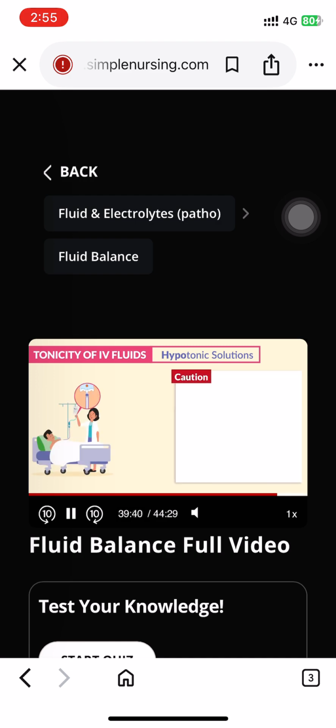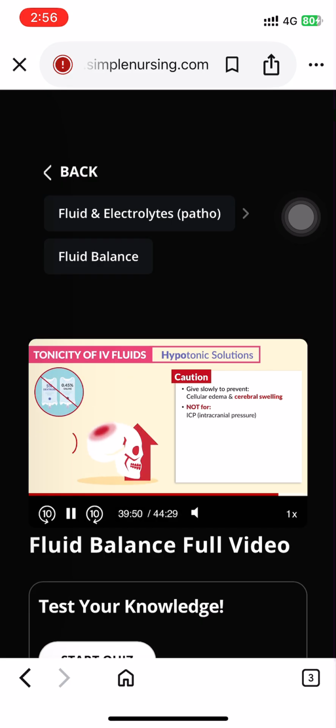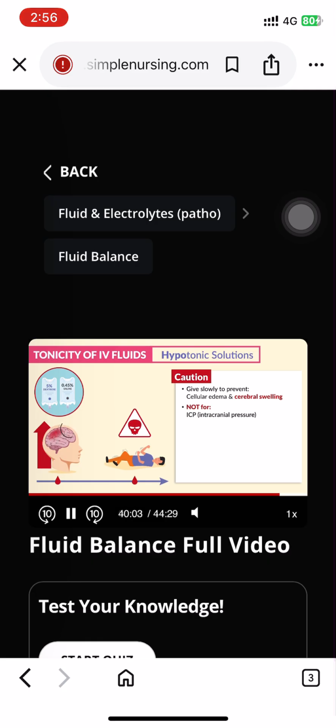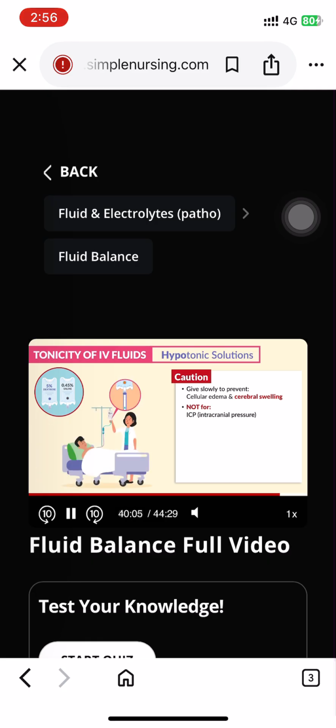Now, big cautions once again. Give very slowly to prevent cellular edema and cerebral swelling, basically brain swelling. And it's not for clients with ICP, that intracranial pressure, basically pressure within the brain. Hypotonics will actually increase that pressure even more, causing further brain swelling, leading to seizures and even death. So always give hypo very low and slow.